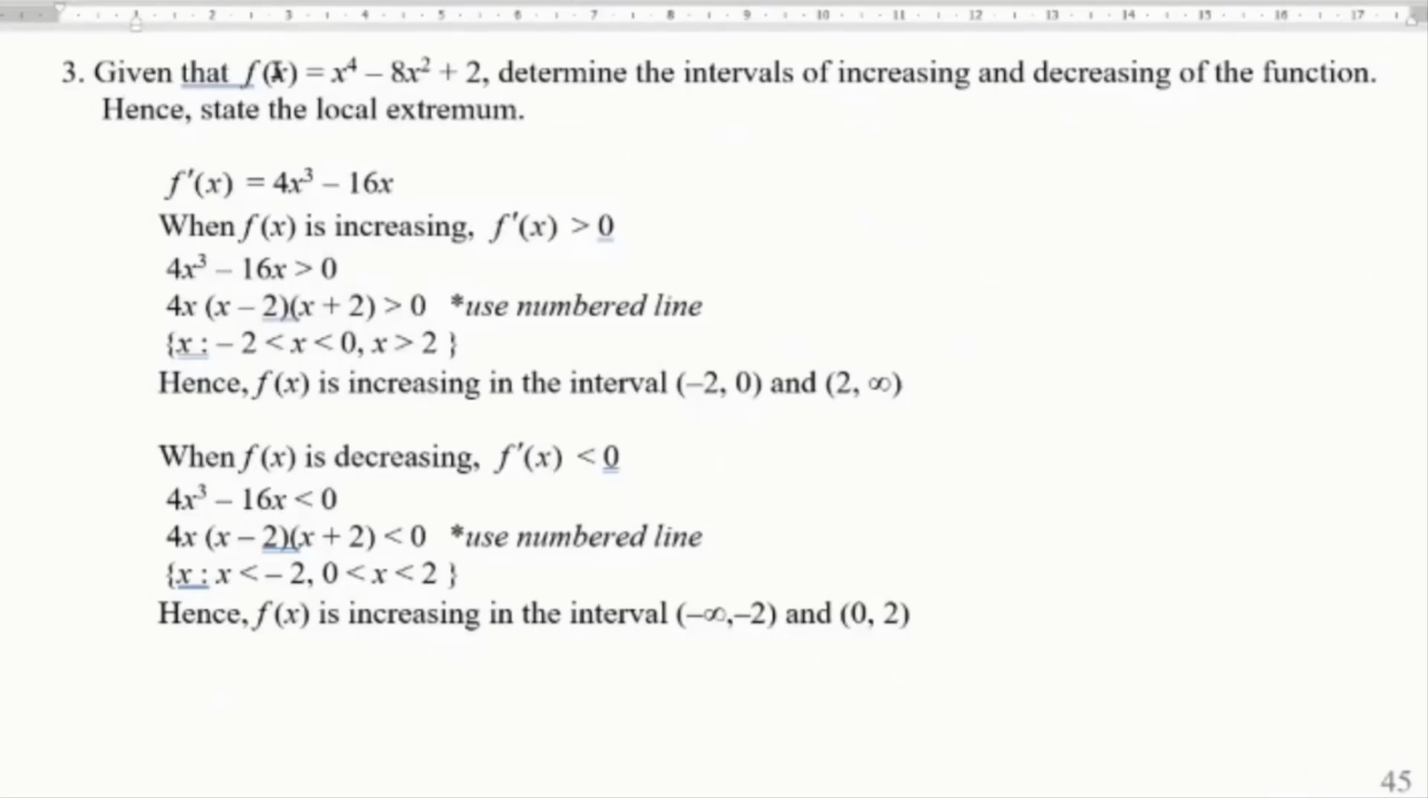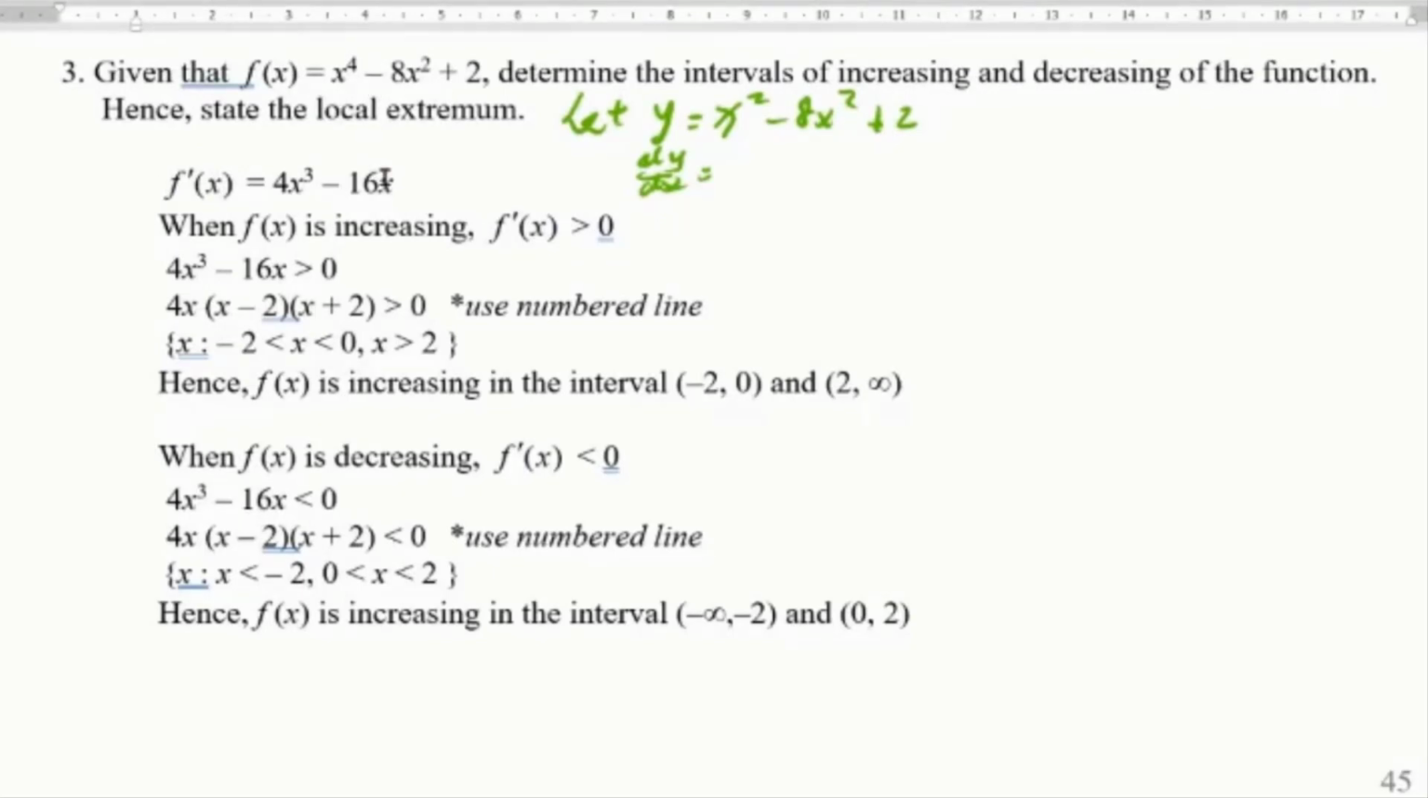Unless you assign, you give a statement, let y equals x to the power 4 minus something, then only you continue with dy/dx. If not, you don't directly give dy/dx because the question gives you f(x). If you want to use dy/dx, you must define it, then only you continue with dy/dx. Okay, now if I use the symbol given, I use f prime. So I differentiate, then I get this one.